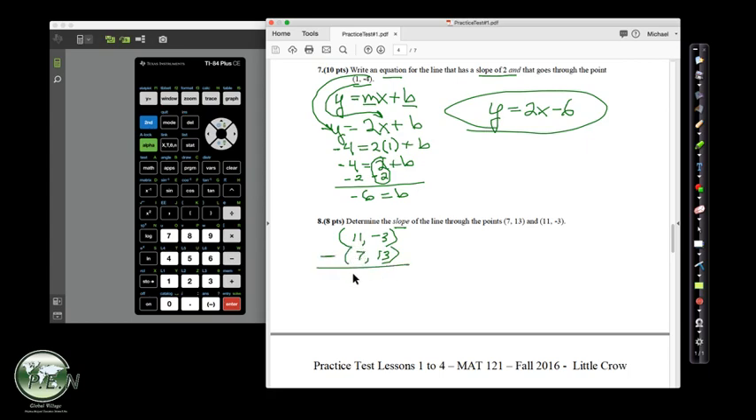So 11 minus 7 is 4, positive 4. Negative 3 minus 13, that's going to be more negative. That's actually going to be 16, and it's going to be negative. We take the 4, tuck it underneath the negative 16, divide. Negative 16 divided by 4 is negative 4. And hopefully I think that's the answer we came up with on the graphing calculator. So we can do a double check on that. So a manual way of finding slope and a technological way given in the previous video.